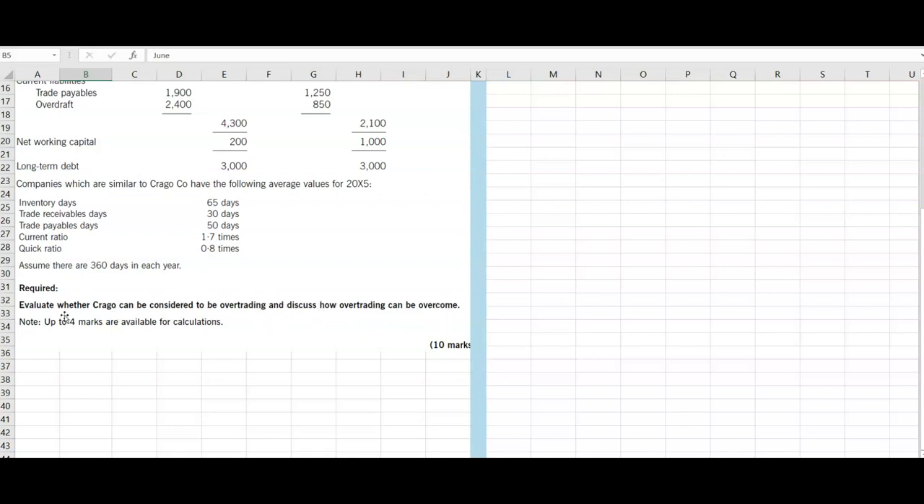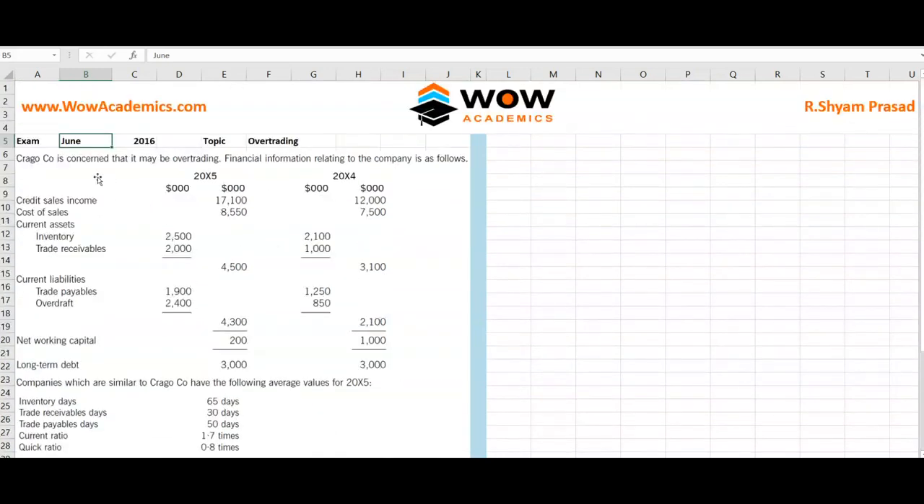So you have to first find out whether the company is overtrading, and then you have to find out how to overcome this. So we're not going to discuss the theory question here. We're only bothered about the numerical question here. So we'll start. So Cargo is concerned that it may be overtrading. They have given you the financial information for 2005 and 2004.